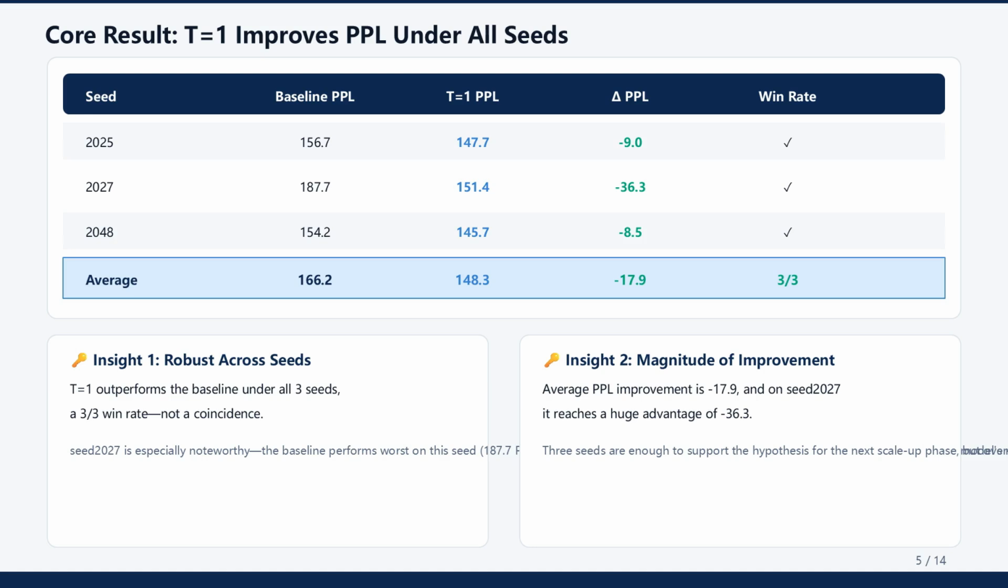Core result: T equals 1 outperforms the baseline under all 3 seeds, with an average PPL improvement of -17.9 and a 3/3 win rate. The advantage is especially large on seed 2027, -36.3, suggesting the recursive path may have increased the model's robustness to seed instability.